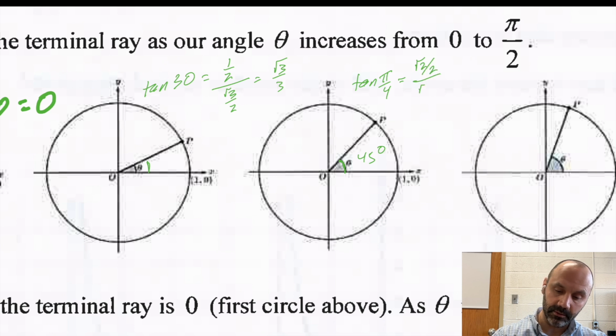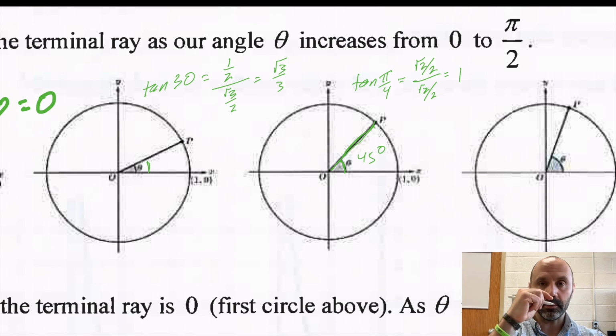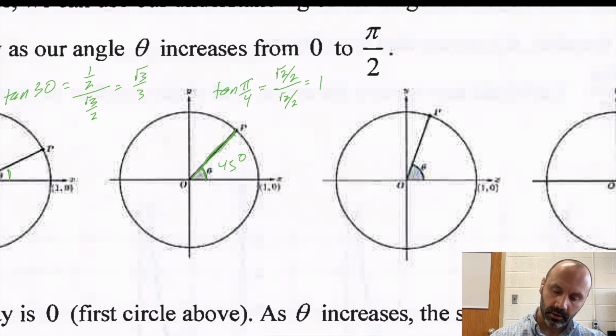That's the sine value. And root 2 over 2. You notice that's the same, so it's 1. Well, that makes sense. If we have 45 degrees, what's the slope of this line? 1. Tangent of 30, or pi over 6, that was less than 1. This is 1. This is going to be more than 1.